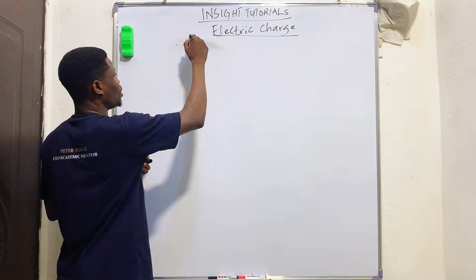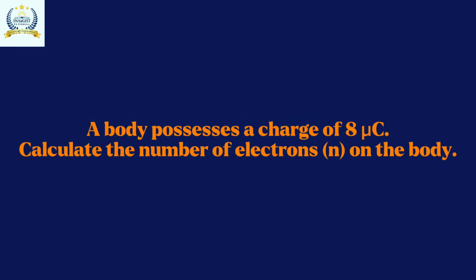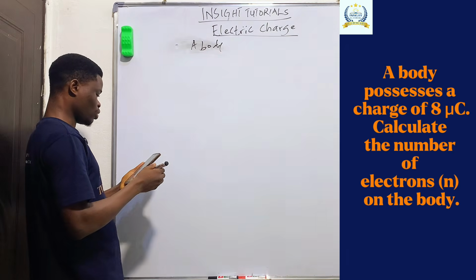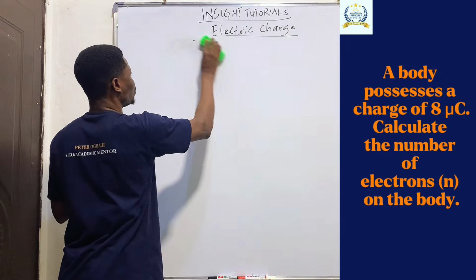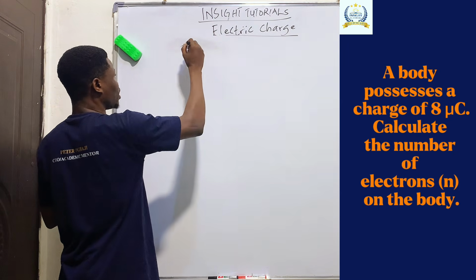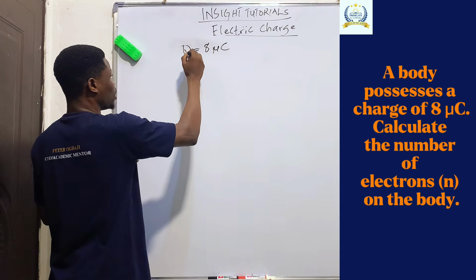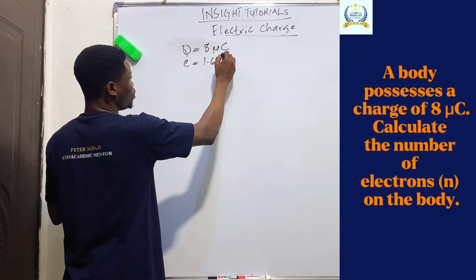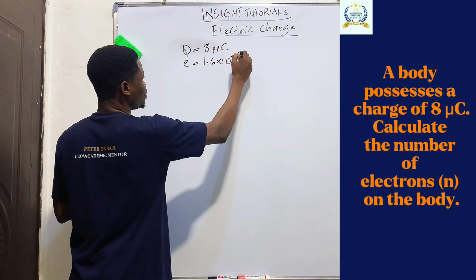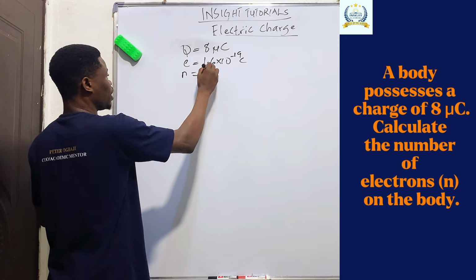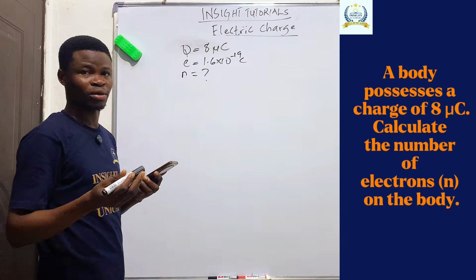Let's have another question with respect to that. A body possesses a charge of 8 microcoulomb. Calculate the number of electrons on the body. So what we're going to do in essence is that this body has a total charge. When I say it possesses, that is to say it's microcoulomb. And we know that the elementary charge is 1.6 times 10 to the power of minus 19 coulomb. So we are asked to find N, which is the number of electrons that this particular body possesses.